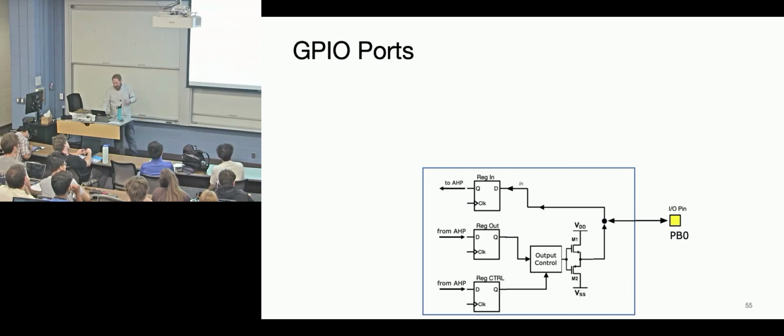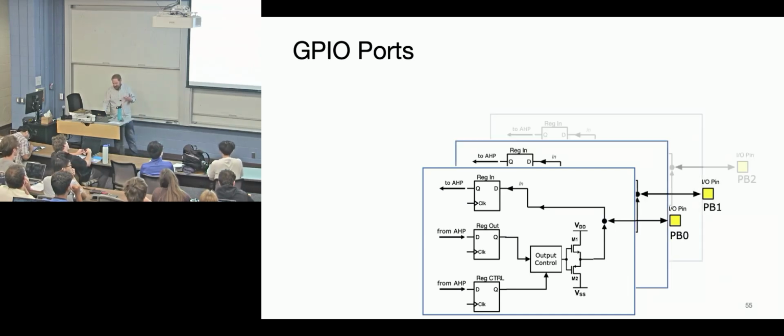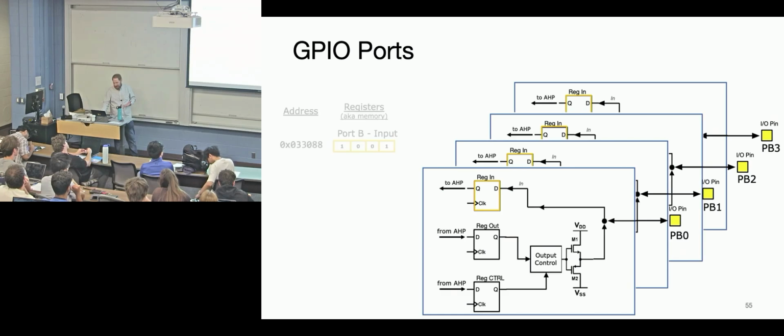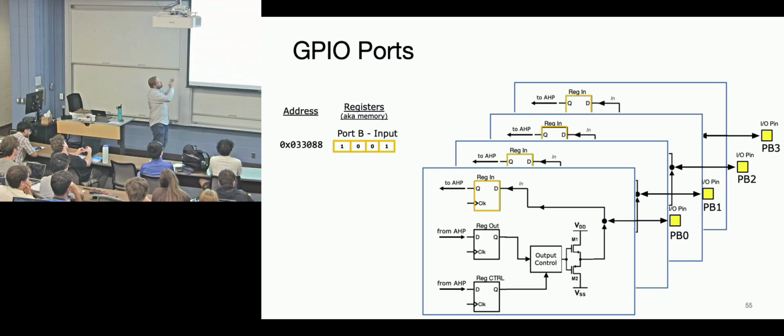Each one of those is a state holding element, and then we concatenate those together to make a register. For instance, all the GPIO pins are at one address for, say, port B input. That's a register. And now you can get all of the input state of that port with just one read.